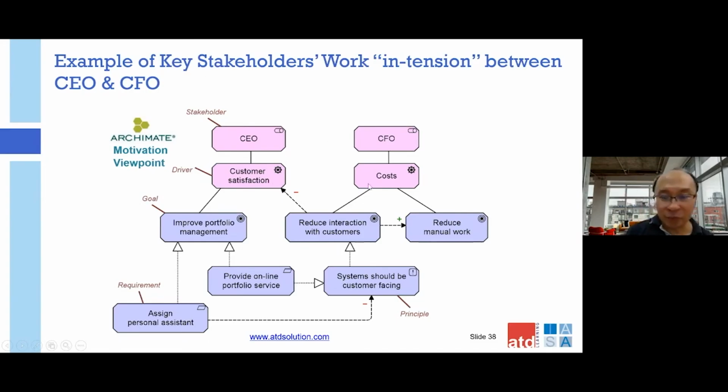However, when we gather from the CFO, the CFO is only concerned about costs. To the CFO, the goal is that we need to reduce interaction with customers, because why? Interaction with the customer is very expensive. We need to claim for travel, entertainment, and so on. And also we need to reduce manual work. So if we combine the CEO and the CFO, we can see that the driver of the CEO is actually clashing with the CFO's driver, and the clash is actually with the goal of the CFO, which is to reduce interaction with customers. When you reduce interaction with the customer, your customer service people can't really please the customer, and that therefore impacts the CEO.